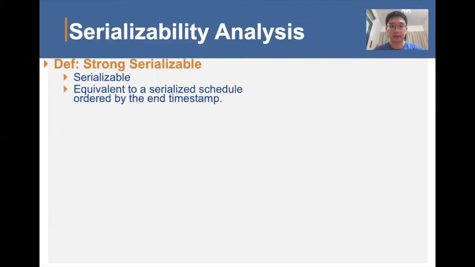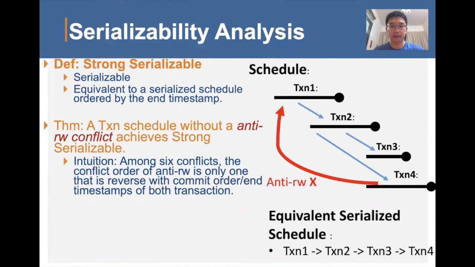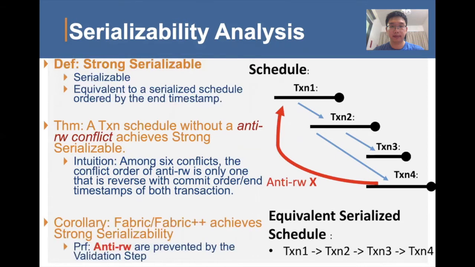We demonstrate that a transaction schedule without anti-rw conflicts achieves strong serializability. The crux of the proof is that the anti-rw is the only conflict that relates later transactions to earlier ones. Given this, Fabric and Fabric++ both achieve strong serializability simply because their validation step prohibits the anti-rw conflict.